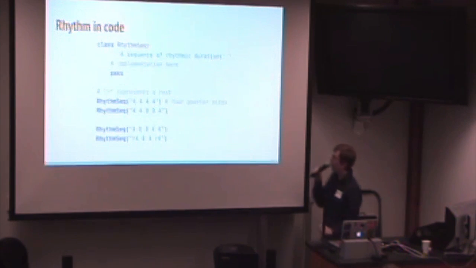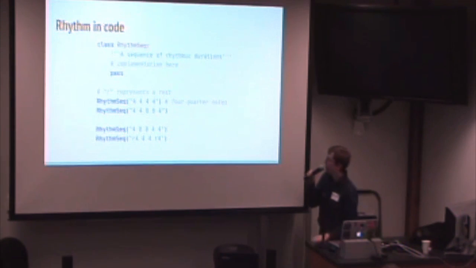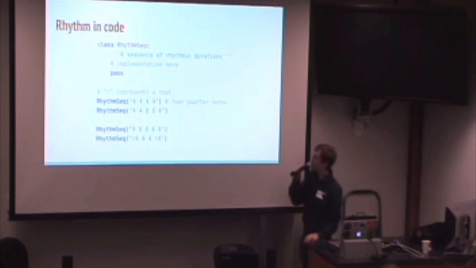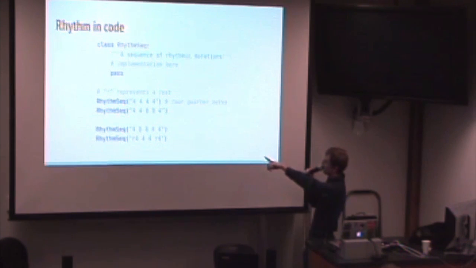So here's an example of what it looks like in code. This is not exactly Python code, but it's pretty close. My example class is a rhythm sequence where we're just representing rhythm with no pitch yet. So here, the first line, we have 4 quarter notes, then we add in some eighth notes, and the bottom line here shows some rests.